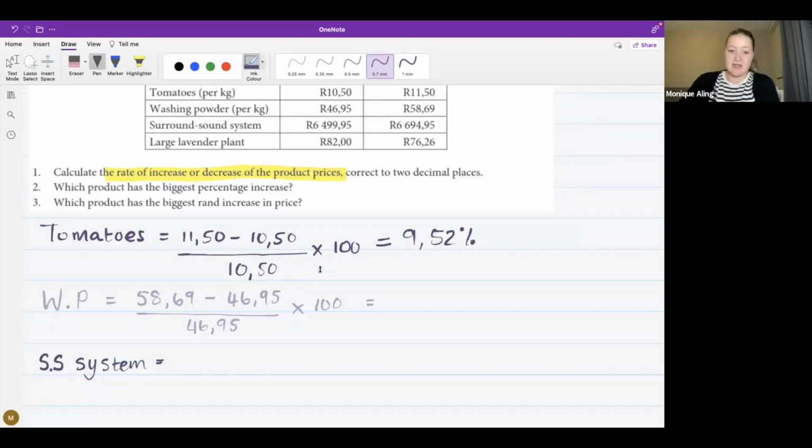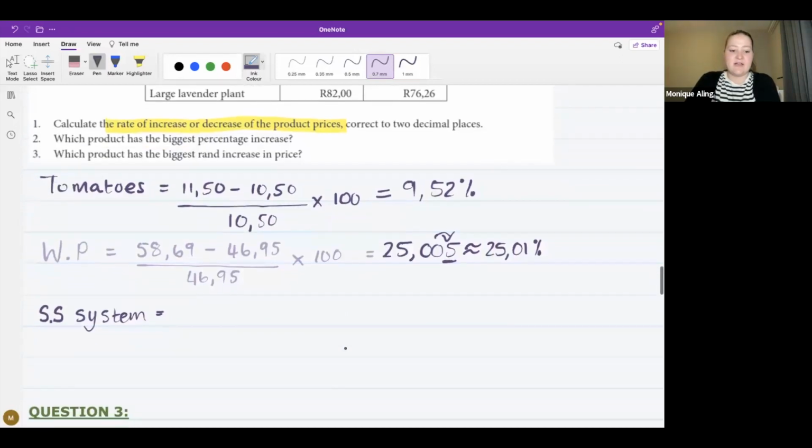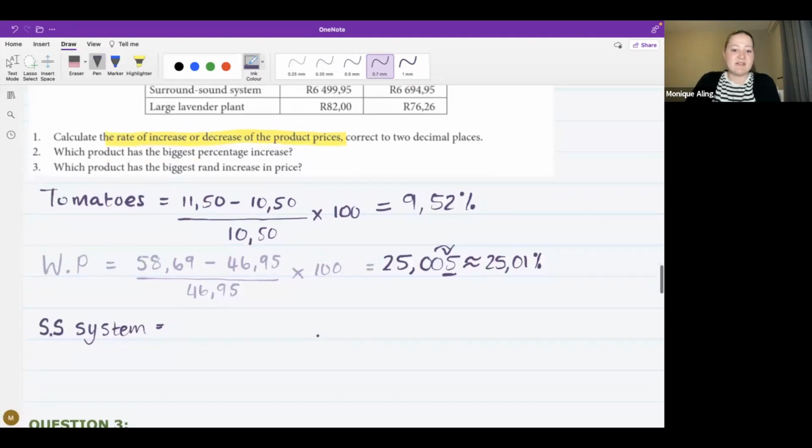Okay, now that I double checked, when you put that in the calculator, it gives you 25,005. So if we round to two decimal places, it is in fact 0.01%. There is a 5 next to that second zero. Nice. Okay, the surround sound system.